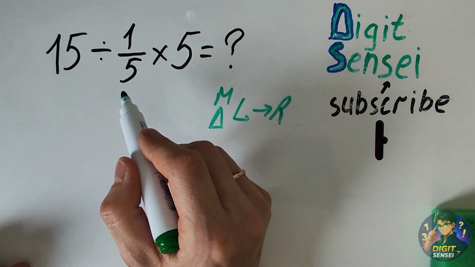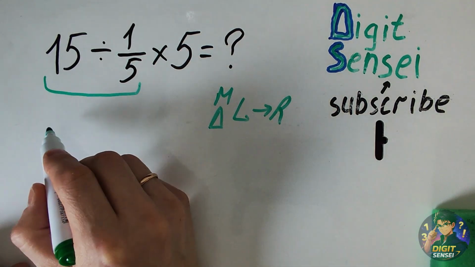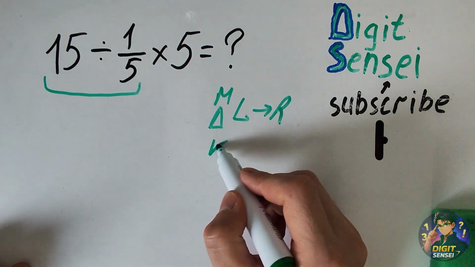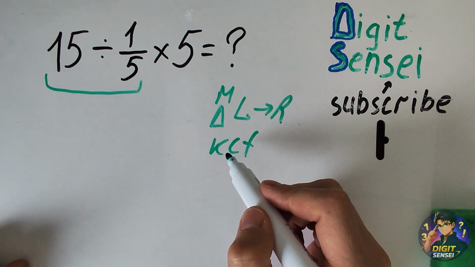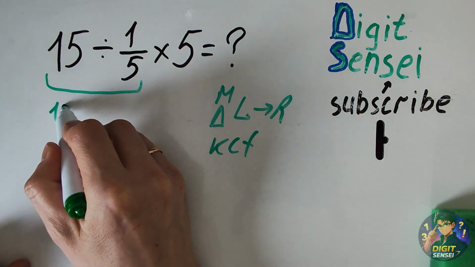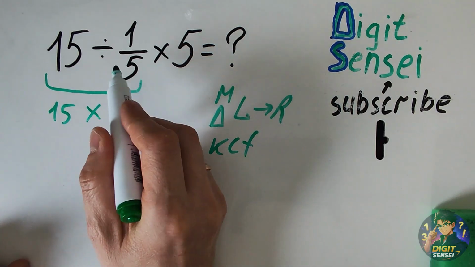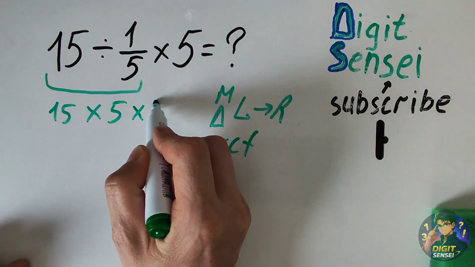Okay, so first 15 divided by 1 over 5. According to the KCF rule, K stands for keep, C stands for change, and F stands for flip. We can write keep the first fraction, change division to multiplication, and flip the second fraction. And here we have times 5.